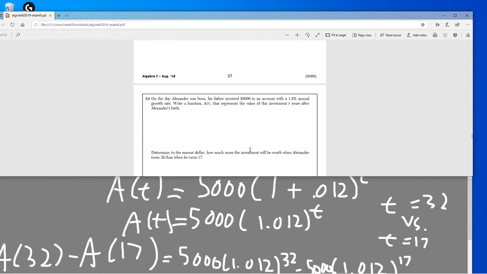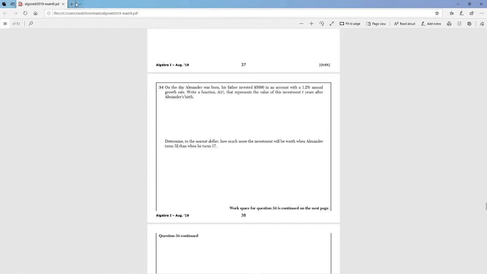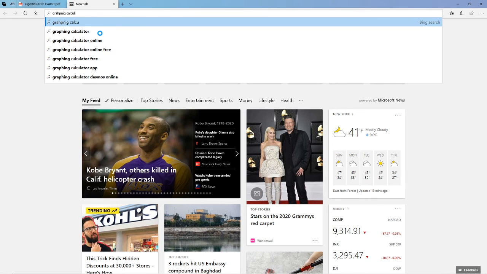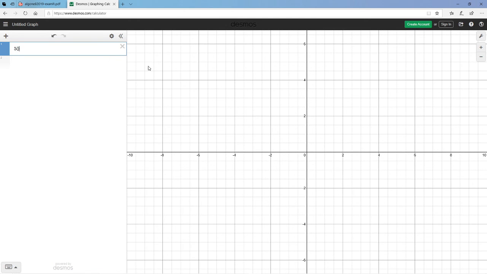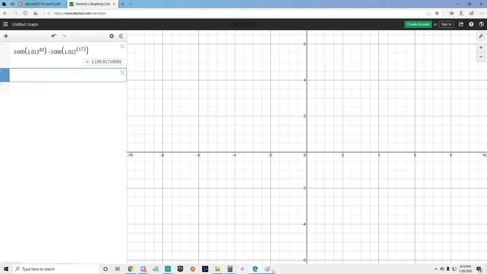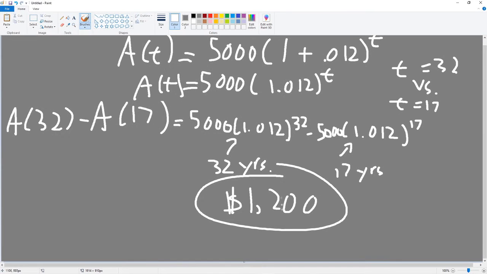Okay, so let's check our math with a graphing calculator. So we have 5,000 times 1.012 to the 32, minus 5,000 times 1.012 to the 17. Right, so we get the same answer as we did before. So to the nearest dollar, it's $1,200 more between 32 years old and 17 years old.